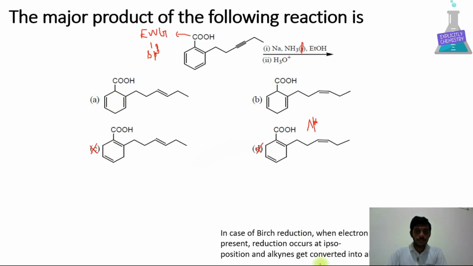You see here, the reduction occurs at the ipso position and alkynes get converted into alkenes in the trans geometry. If we use the Birch reduction, the alkynes are converted into alkenes in the trans geometry. So this is cis and this is trans. So the option is A.